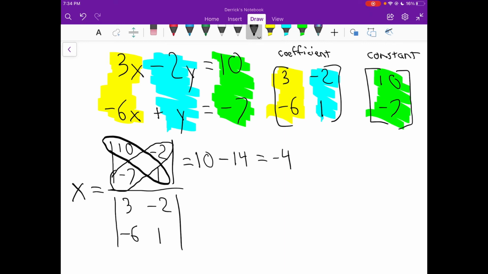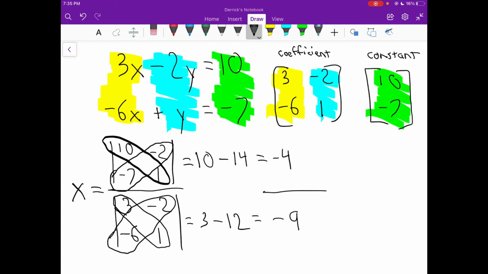Looking at our matrix in our denominator, our downhill diagonal would be 3 times 1, which is 3, minus our uphill diagonal of -6 times -2, which would be +12. So 3 minus 12 gives us -9. -4 and -9 do not divide evenly. It is also not a fraction that can be reduced, but we do know that a negative divided by a negative is a positive, so we can at least say that x is equal to +4/9.